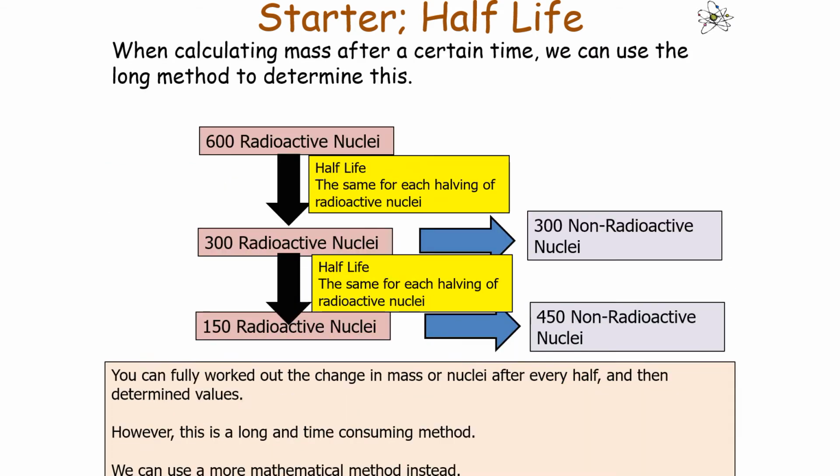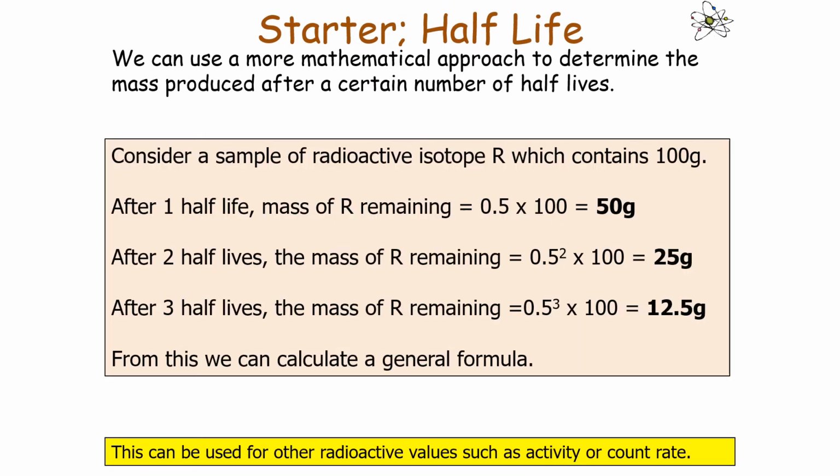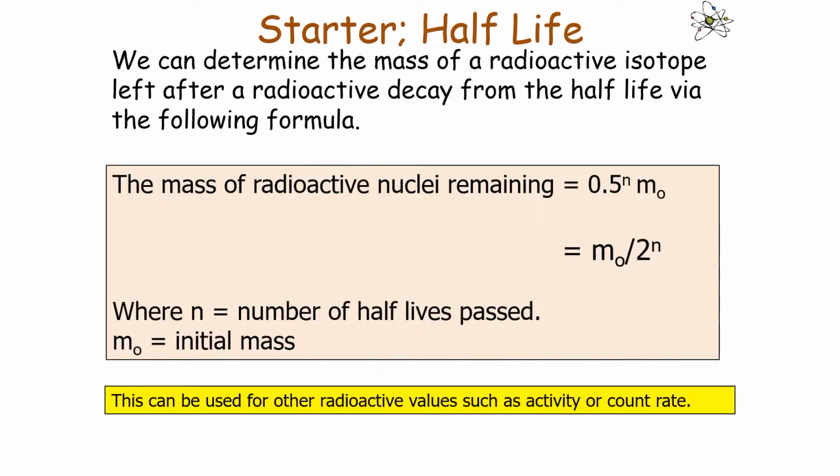Now you can fully work out the change in mass or the change in nuclei every half-life and then determine the values, but that's quite a long and time-consuming method. So instead we can use a more mathematical method. If we look at the following example here, we can see that there's a pattern that develops, and we can calculate a general formula to work out the mass remaining after a certain number of half-lives. And it's the following idea.